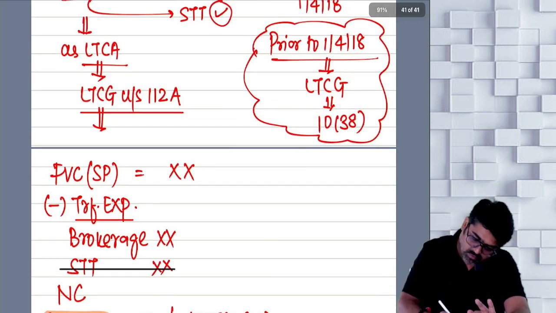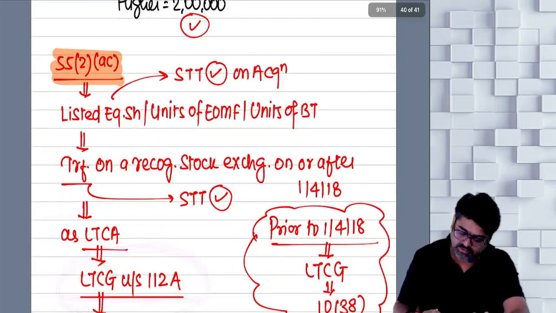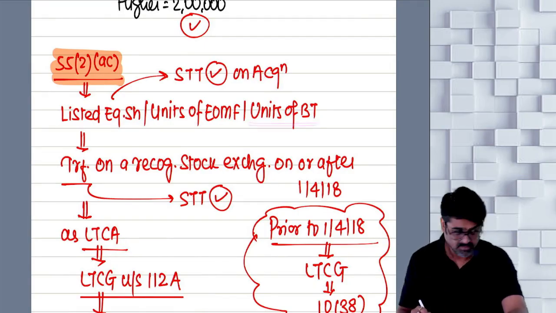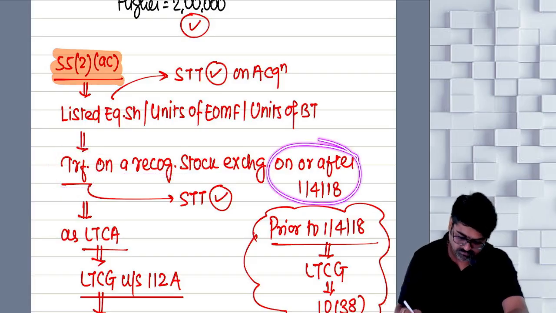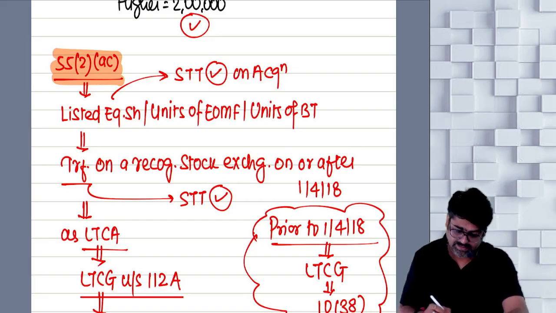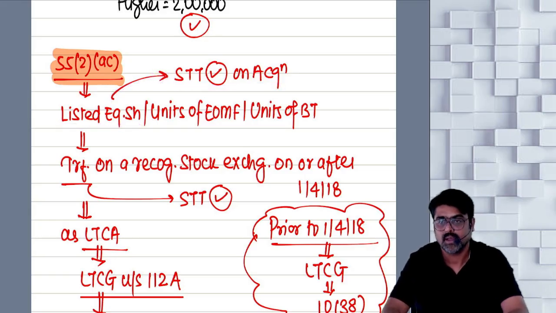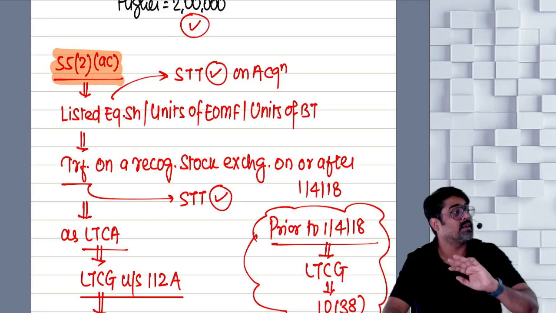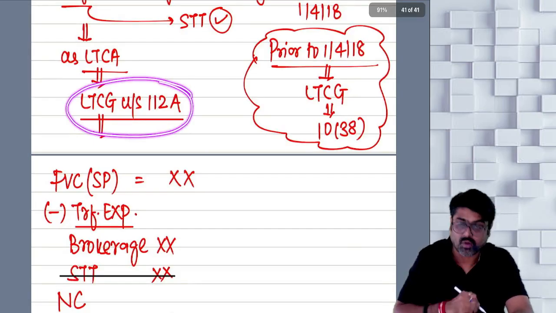Under section 112A, the long-term gain will be calculated for which assets? Listed equity shares, units of equity-oriented mutual fund and units of business trust, which are transferred on a recognized stock exchange on or after 1st April 2018. At the time of transfer, the STT is paid, and in case of listed equity shares, STT is also paid at the time of acquisition. If all these conditions are fulfilled, then if the holding period of that asset is more than 12 months, it will become a long-term asset and you are going to calculate the long-term capital gain.